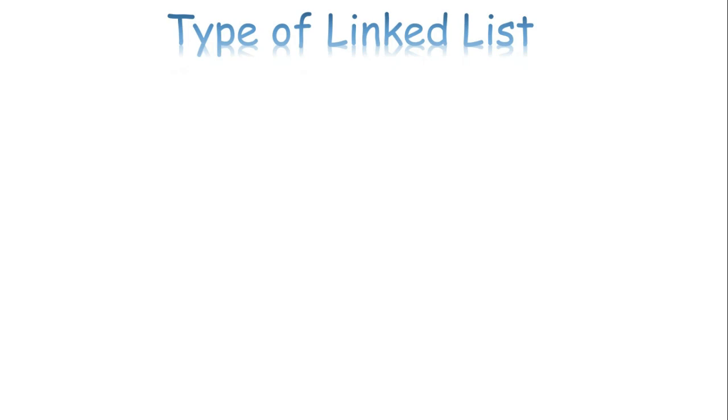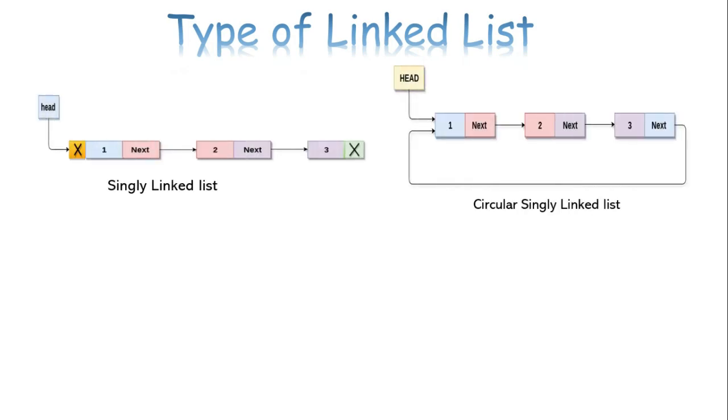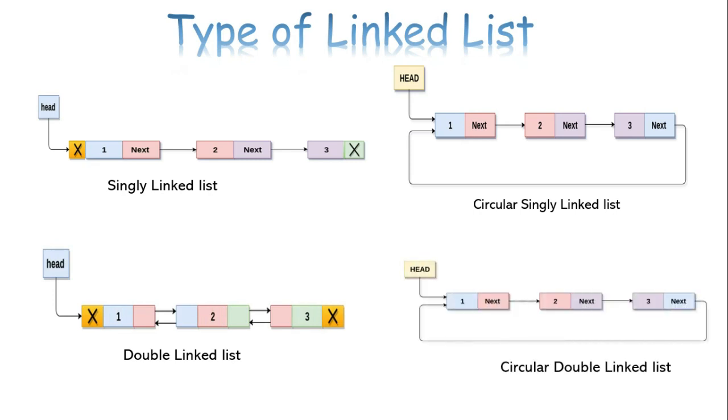Here are the types of linked list: single linked list, circular linked list, double linked list, and circular double linked list. Here are the operations on linked list. Insertion, it is performed to add an element into the list. Deletion, it is performed to delete an element from the list. Display, it is performed to display the elements of the list. And search, it is performed to search an element from the list using the given key.